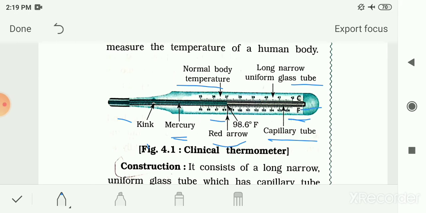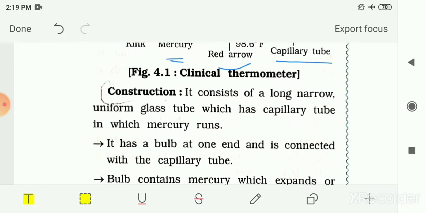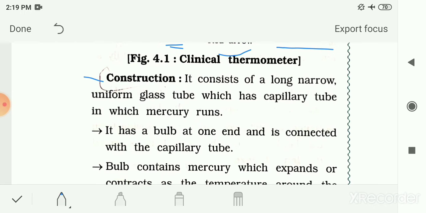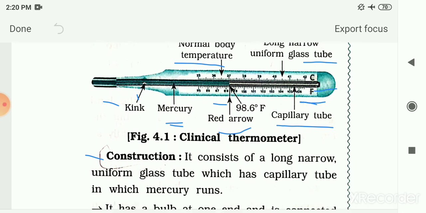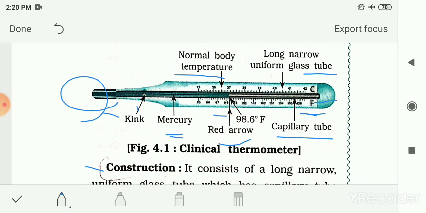So now let us see its construction. As in the diagram we had seen, it consists of a long narrow uniform glass tube which has the capillary tube in which mercury is present, and mercury changes its levels in the capillary tube, which is placed in the long narrow uniform glass tube. It has a bulb at one end and is connected with the capillary tube. Here, as you can see, this one is the mercury bulb. At one end of the thermometer, you can see the mercury bulb, which at the end is connected to the capillary tube.